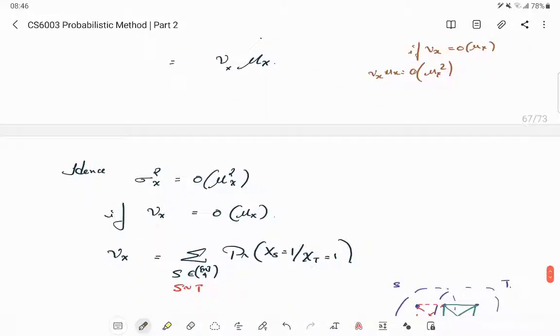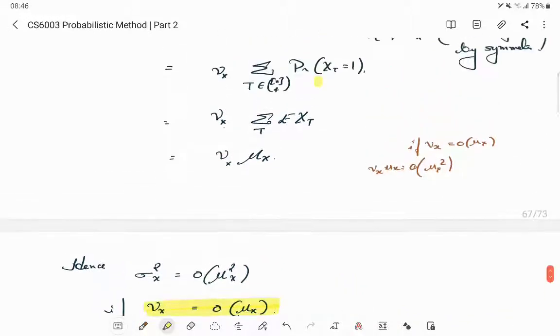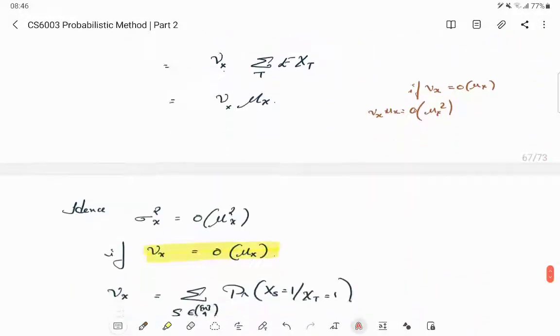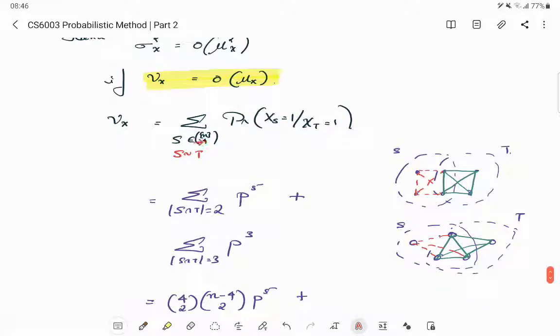So our aim now is to show that nu is little o of mu. Let's try to show that. This is the definition of nu. It is for any particular t, so the expression involves t, but by that symmetry argument, the t does not play a role.